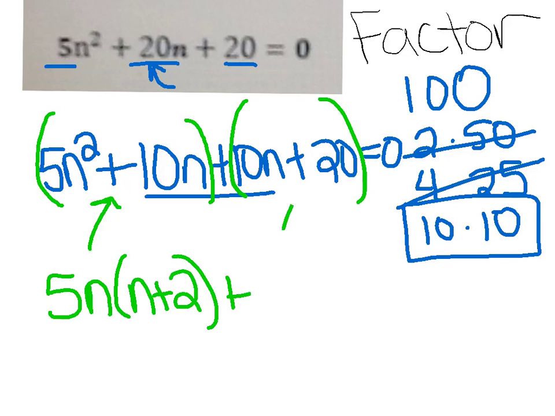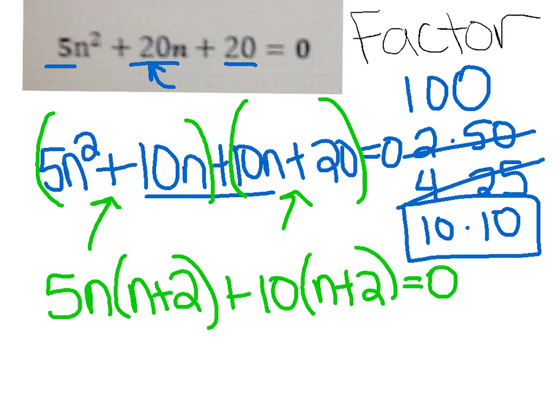What can we pull out of our second group? When looking at 10n plus 20, we know we could pull out a 10, leaving us with an n plus 2 equals 0. Now, to know that we've done this right so far, we need our terms in our parentheses to be the same. So we have n plus 2 on this side and n plus 2 on this side, showing us that we are done correctly so far. So now let's put them all together.